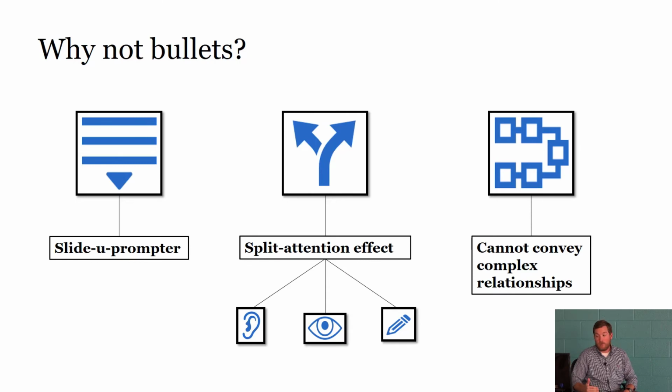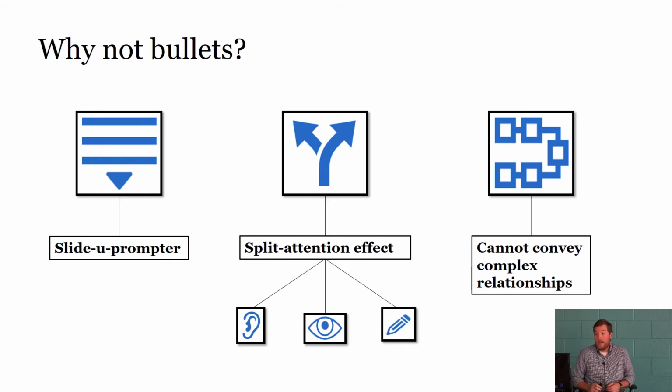One of those three, or two of those three things, is going to suffer. And then it's impossible to convey complex relationships with bullets. There's just no way to do it. So if you're teaching something that has complex relationships, which for the most part we all are, at some point there's going to be some complex relationships that exist. There's really no way for you to express those relationships with bullets. You're going to have to do something else.